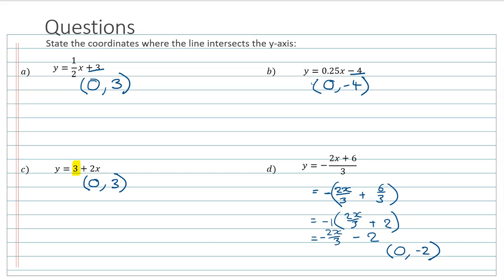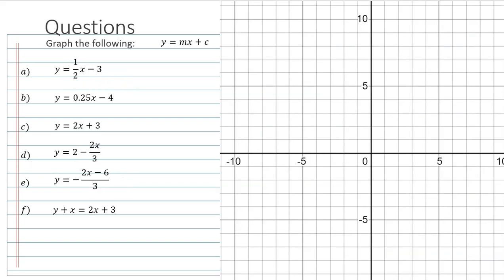Alright, so now that we can compute where the y-intercept is, let's graph a few. So we've got a few questions here. Y equals half x minus 3. So in A, where is the y-intercept? It's going to be at -3. So let's mark -3 on the graph, right there.